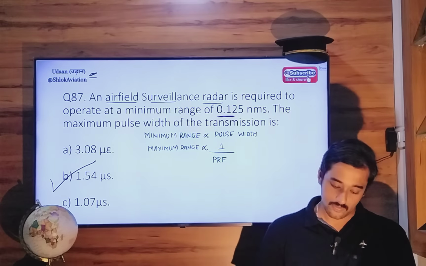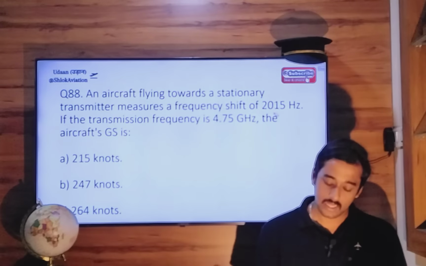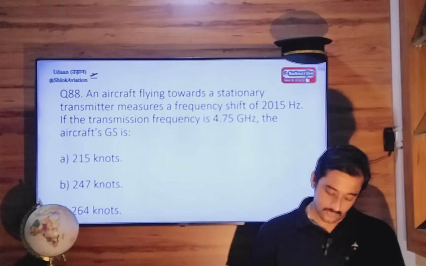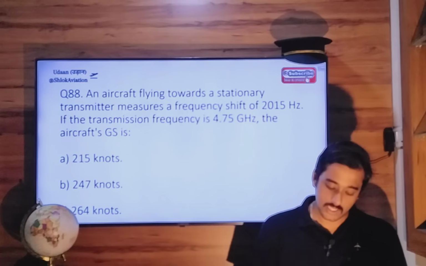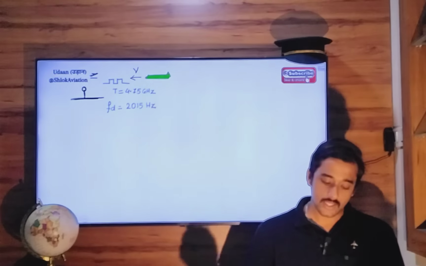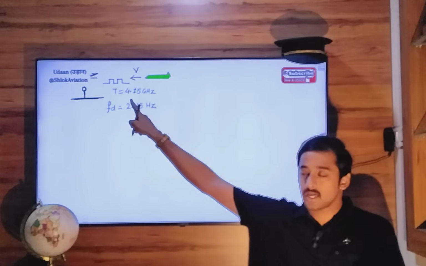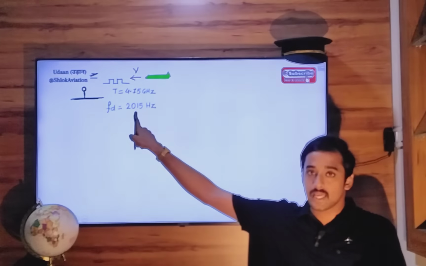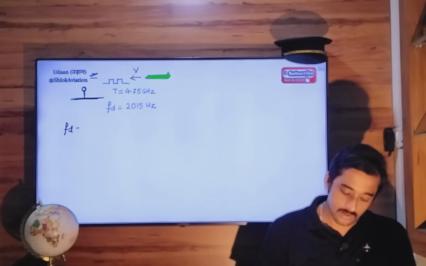Now, the next question: an aircraft moving towards a stationary transmitter measures a frequency shift of 2015 hertz, and the transmitted frequency is 4.75 gigahertz. What is the speed of this aircraft? So here is your aircraft. It is transmitting at a frequency of 4.75 gigahertz. Doppler shift is 2015 hertz. We have to find out velocity. The formula is Doppler shift is equal to velocity divided by wavelength. Now we must first find wavelength.